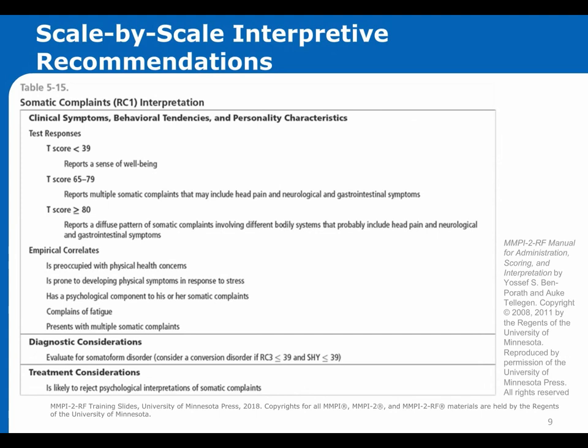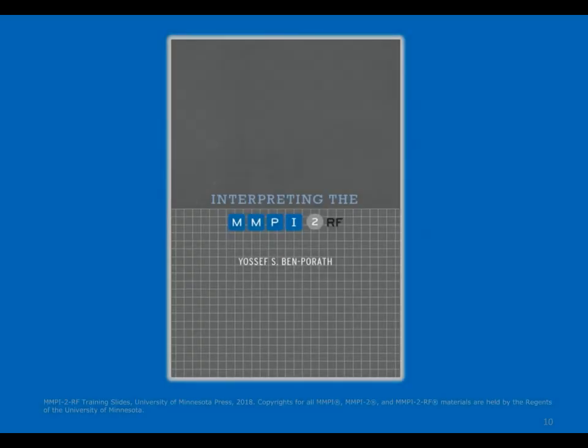And then finally, the last section is treatment considerations, and these also are derived by the test authors' understanding of the constructs and how they're likely to be associated with treatment. And here we see the treatment consideration for individuals who have a clinical elevation of 65T or higher is that these individuals are likely to reject psychological interpretations of their somatic complaints. If you're interested in learning more about the theoretical and empirical bases for these interpretations, one resource is Interpreting the MMPI-2-RF by Yossef Ben-Porath.